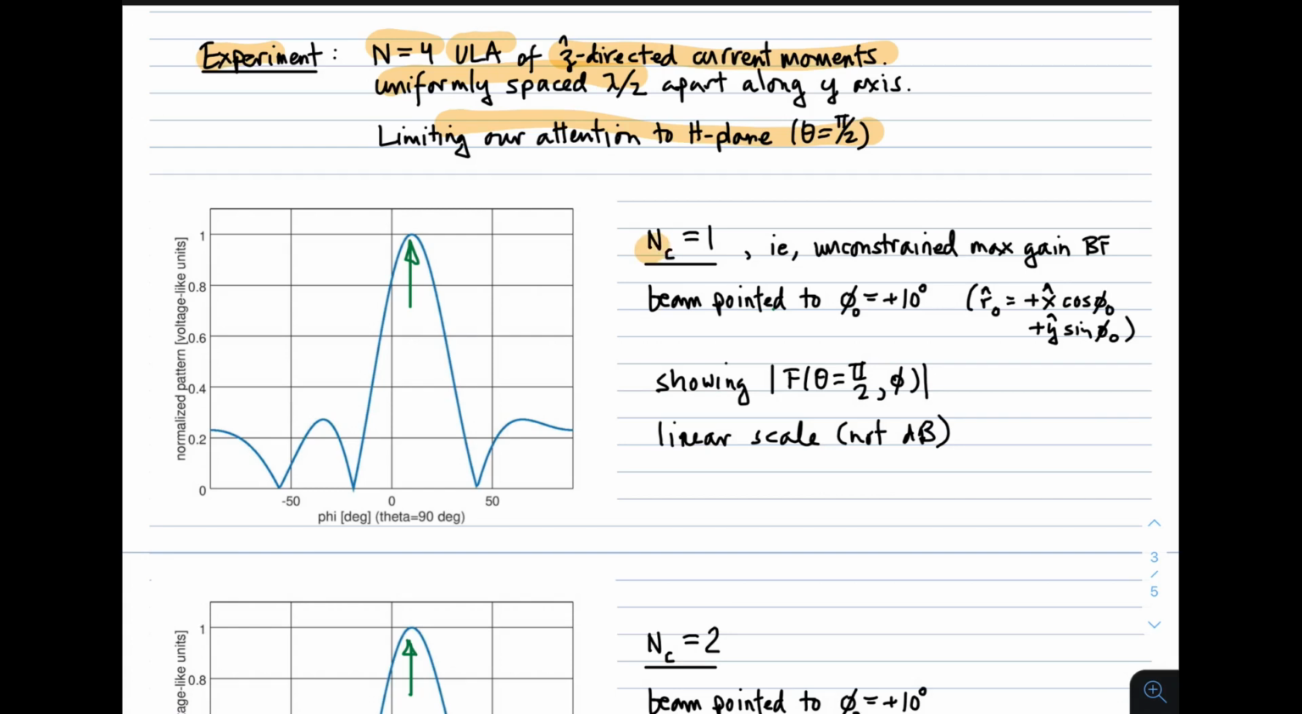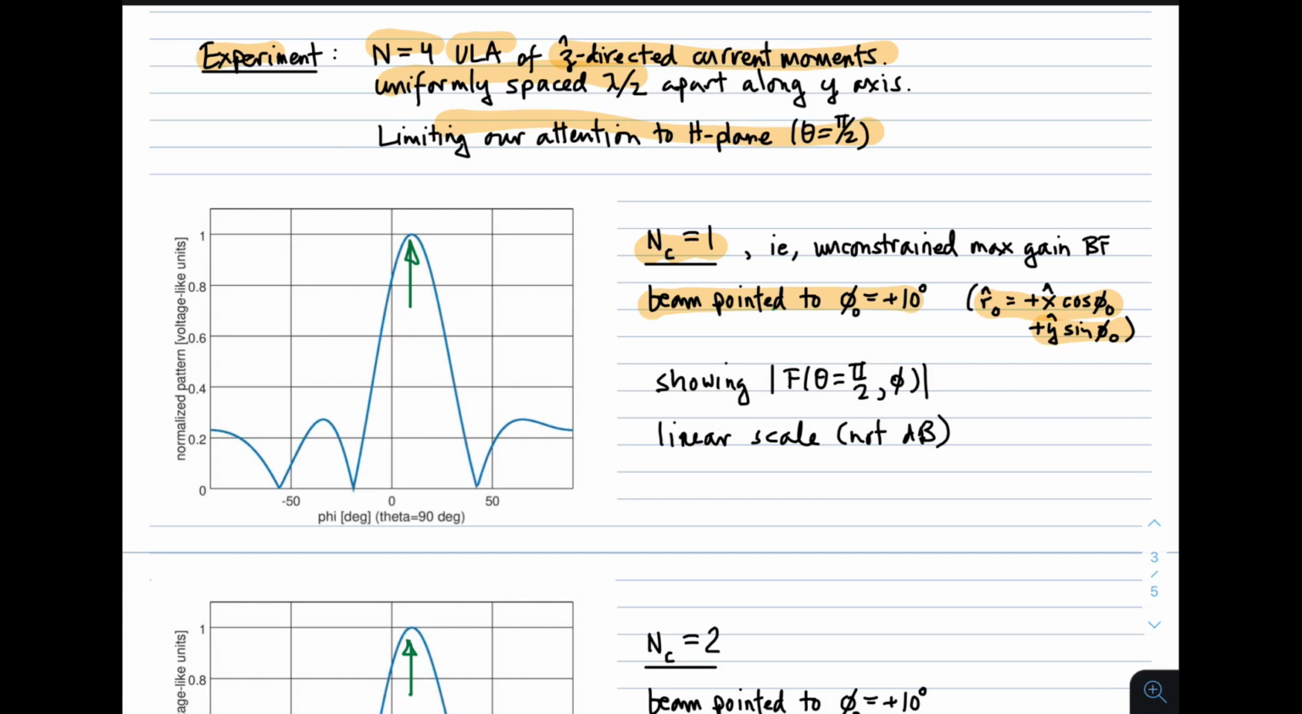So first, let's look at maximum gain beamforming. Just one constraint, that is the beam pointing in the direction plus 10 degrees. By the way, if you're following along with this and doing the experiment on your own, I highly recommend you do that. Note that an expression for r hat naught will be x hat cosine theta naught plus y hat sine phi naught. So that's what r hat naught would be, and everything else just follows naturally from that vector expression.